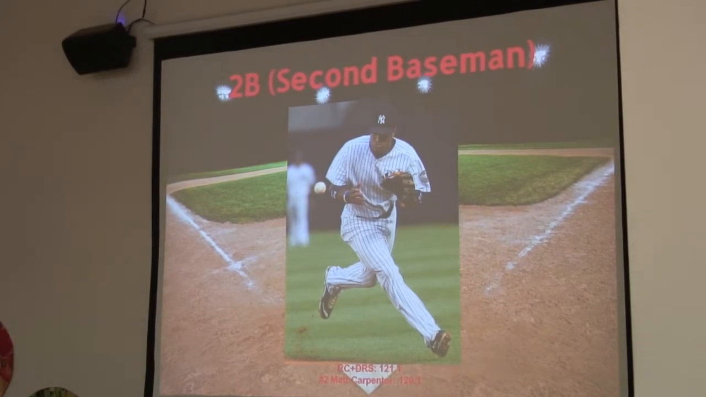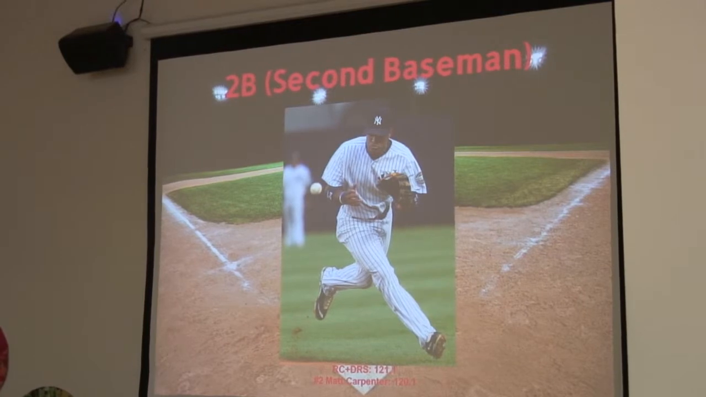Second base, I chose Robinson Cano. He is only actually 1 run better than Matt Carpenter using that formula.